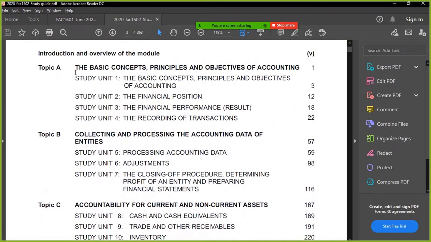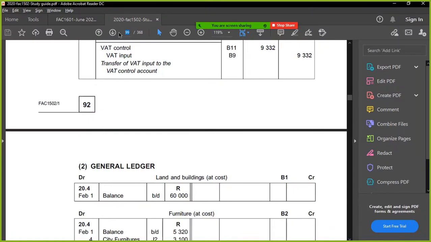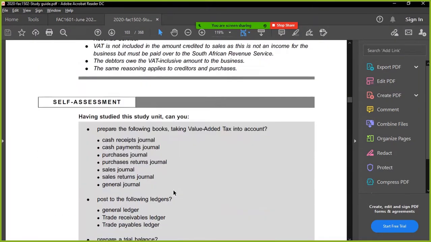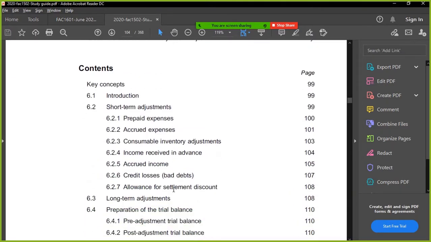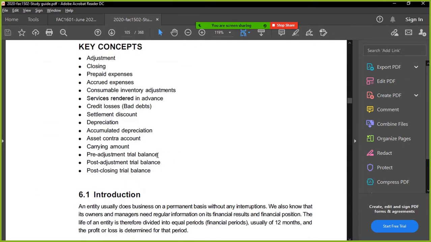Here we go. Okay, here's topic A. So this is something you would have done last term. Here, study unit 6, adjustments, page 98. Okay, let's go to page 98. There, adjustments. Okay, here in adjustments, you've got prepaid, accrued, consumables, income received in advance. They didn't give depreciation here, but it does fall under this as well. Here they've gone with bad debt, but bad debt is not an adjustment, it's a transaction that you write off.